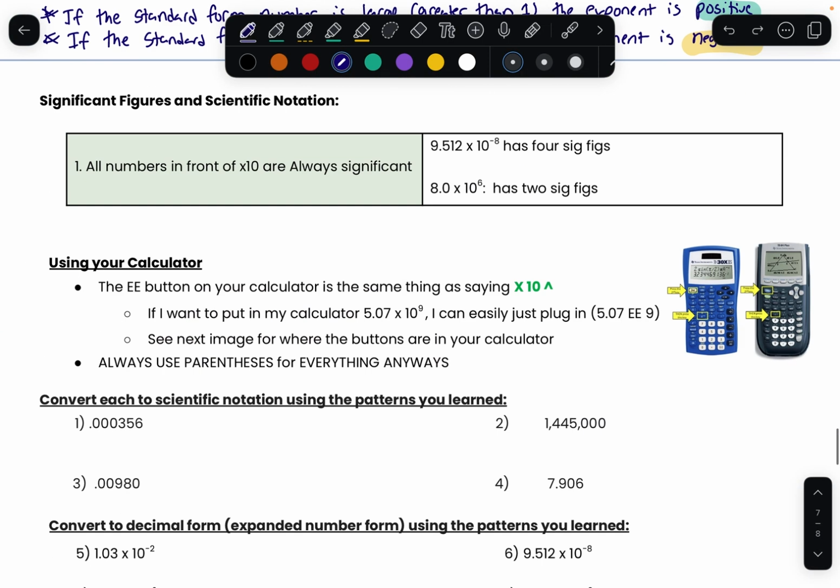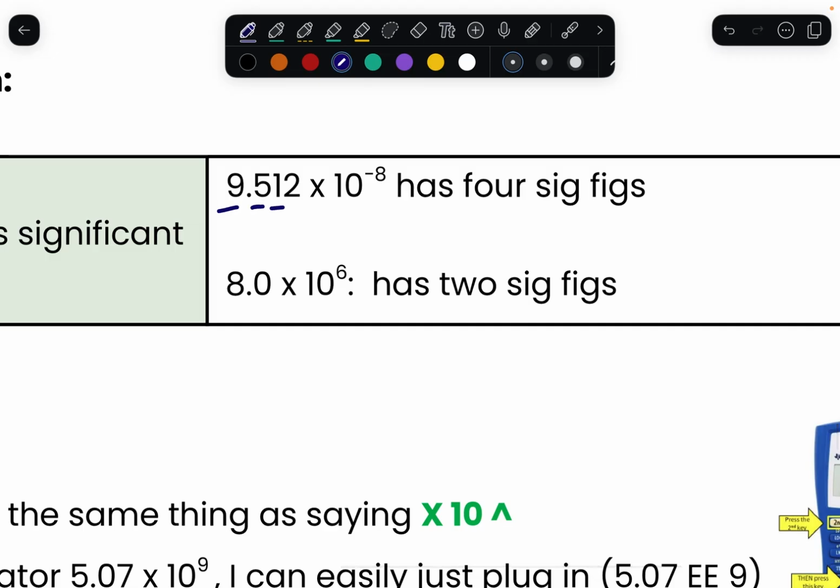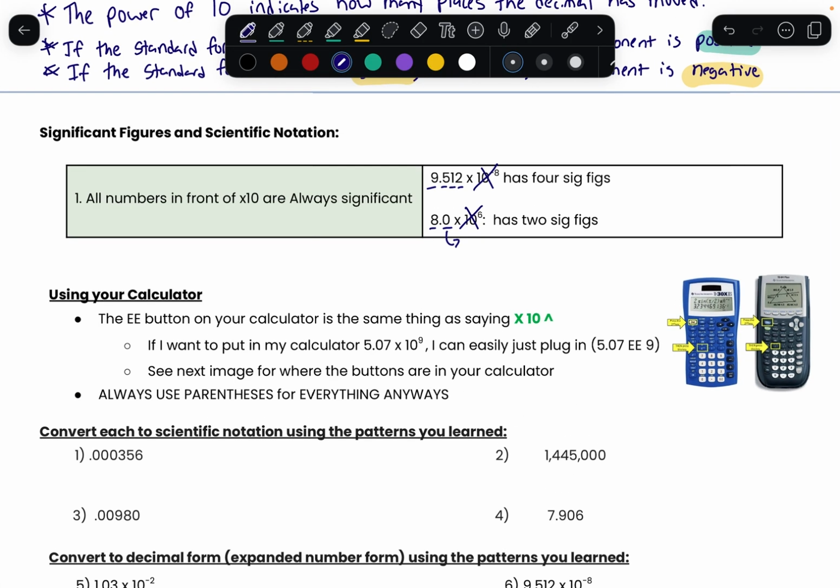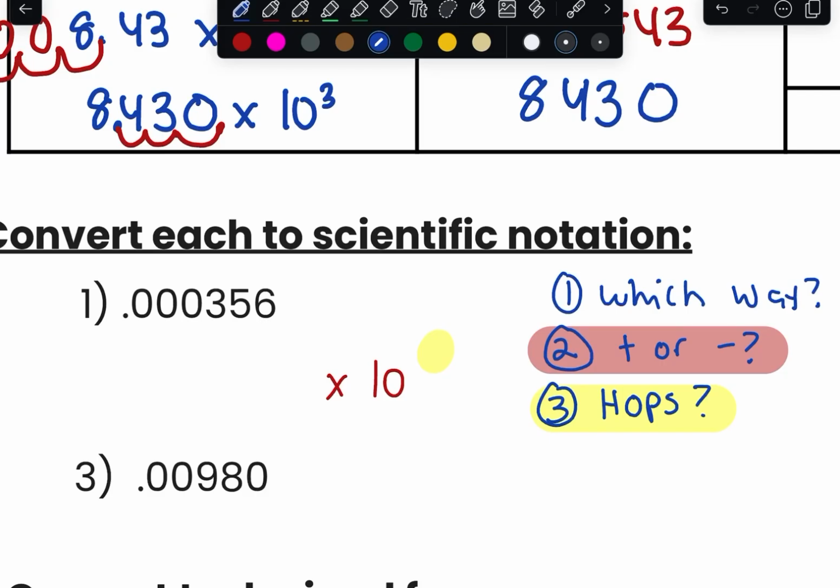One thing, we talked about sig figs. All numbers in front of the times 10 to the part are always significant. So for instance, this 9.512 times 10 to the negative 8th has 4 sig figs. These two here would also be significant, the 8 and the 0. This is a trailing 0 in a decimal number, meaning it's a significant 0. We do not count the times 10 to the part in our sig figs. All right, let's do some practice problems, and then we will let you check your answers by giving you a little pause in this video.